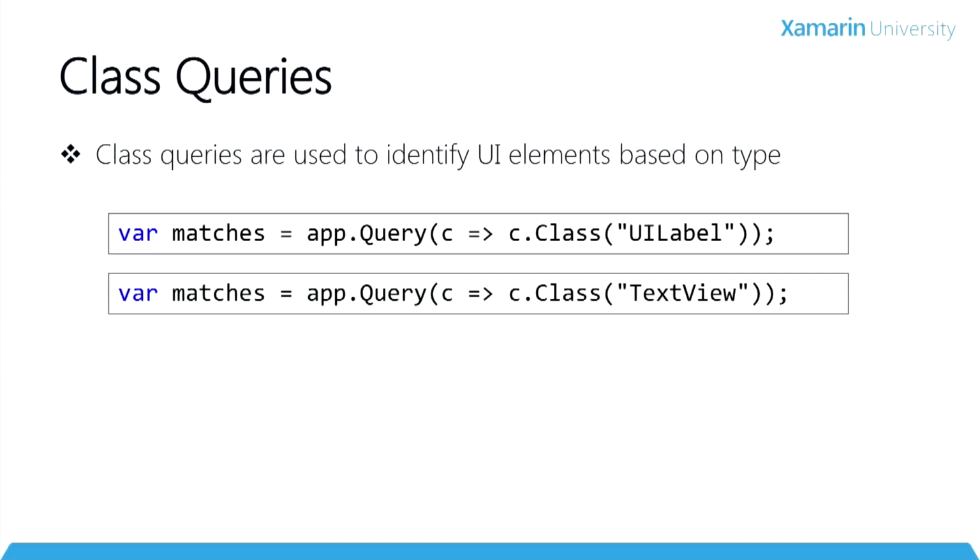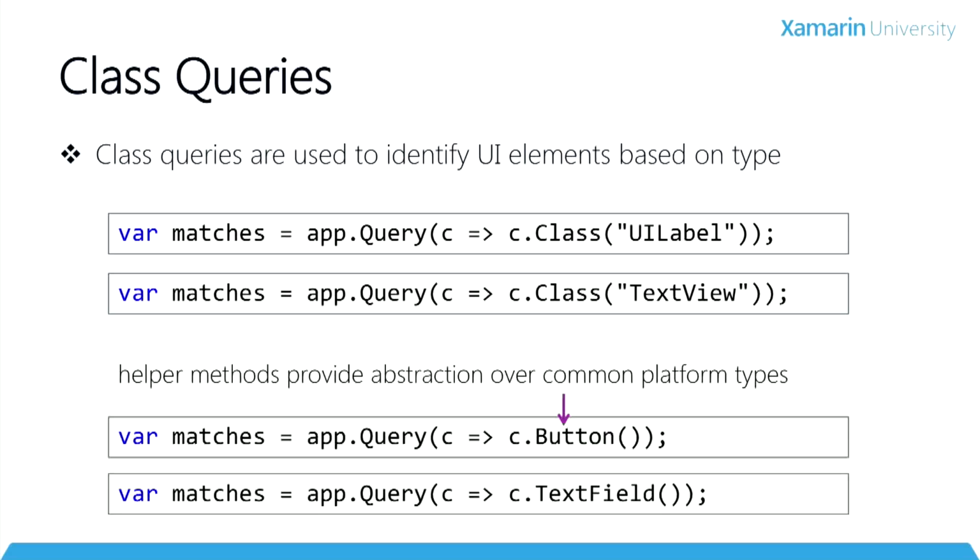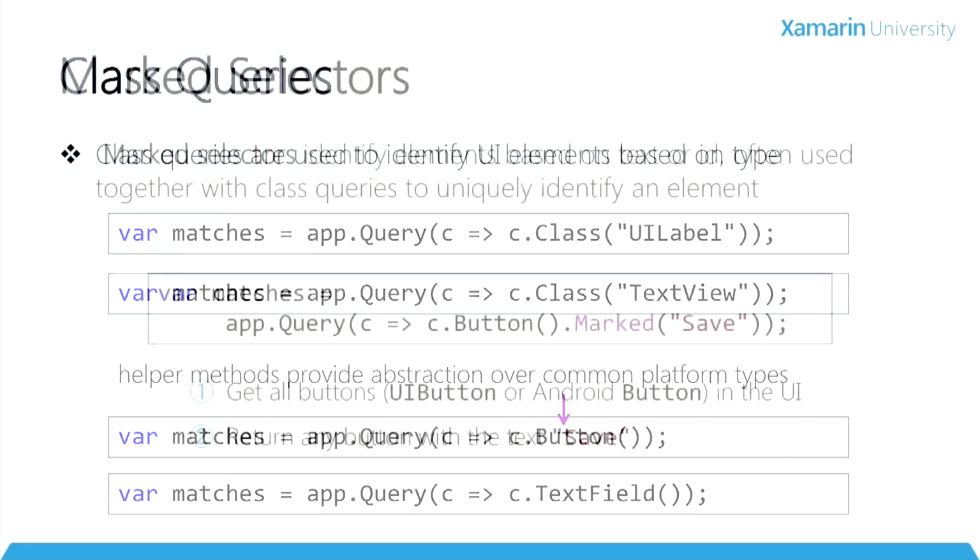So here we can see some examples of using class-based queries. We'll pass the lambda expression into the Query method, and we'll use the Class method to specify the class name that we're looking for. Keep in mind that these are case sensitive. And then since we might want to use similar testing code between iOS and Android, or just because you want strongly typed code checked at compile time, we also provide some abstractions for common elements. Here we see an example of using the Button and the TextField methods, which would translate to the UIButton, or the UITextField, or the EditText on iOS and Android respectively.